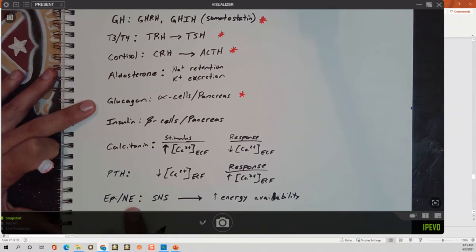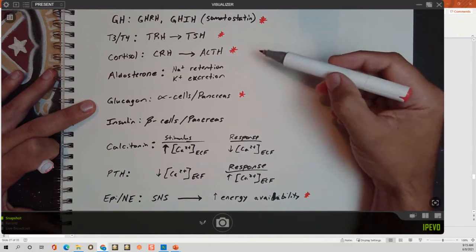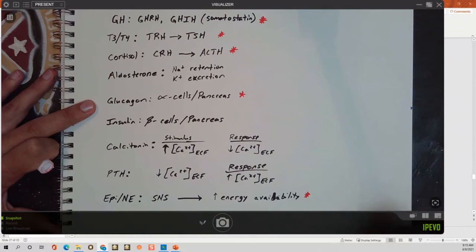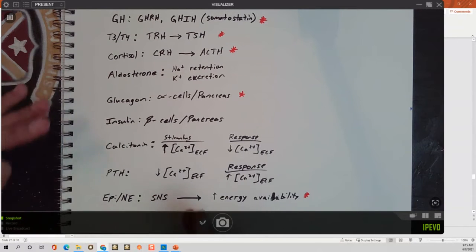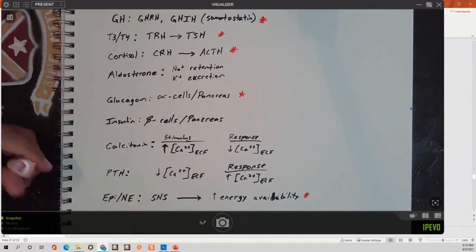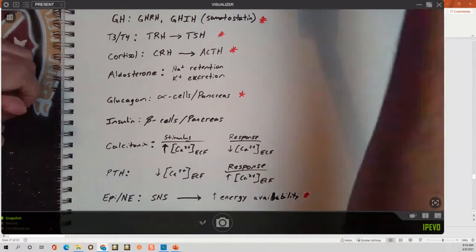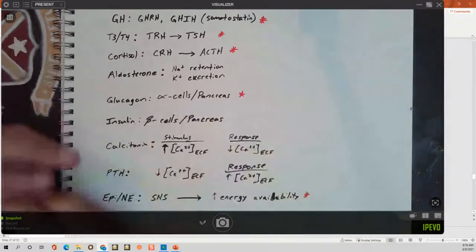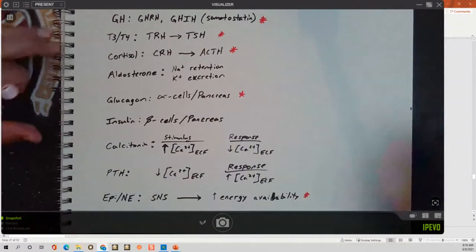And then last but not least down here, epinephrine, norepinephrine, energy availability. So look at all of these hormones that we have that help with making energy more available. That's a lot, right? And that's not even everything. Estrogen, testosterone, all of these are about increasing the amount of energy available too, and then potentially storing it away. Crazy, huh?